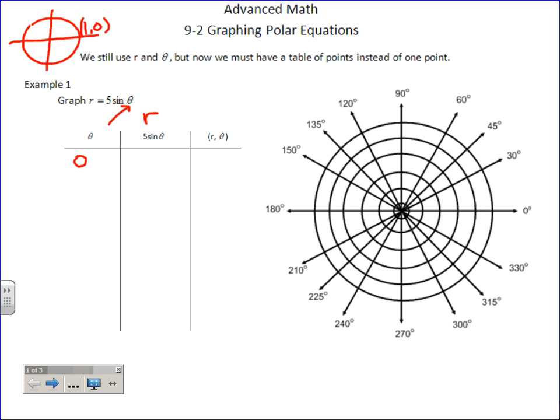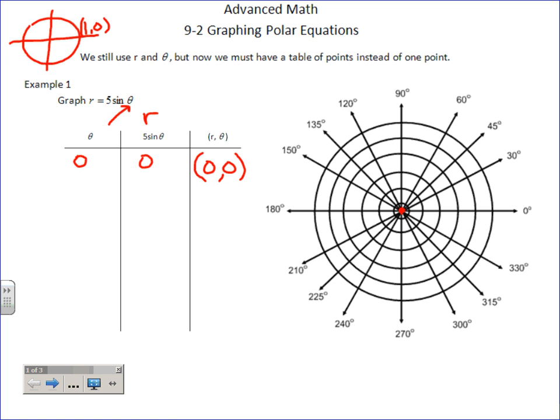And what is sine at 0? 0. So in other words, sine at 0 is 0. You take that times 5, and you still have 0. So your ordered pair, here's theta, here's r. Everybody see that? So r is this 0 right here, and 0. Is that a point that we can graph? Yeah, all right. Right there. 0 degrees and 0 radius. It's the center.